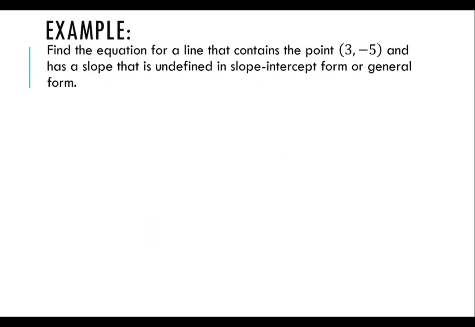Now we want to find the equation for a line that contains the point 3, -5, and has a slope that is undefined in slope-intercept form or general form. So what does it mean to have an undefined slope? Well, remember that undefined means divide by 0. And if you can't remember everything, remember that slope is rise over run. And if the bottom is 0, that means the run is 0. That is, the left and right change is 0. If it doesn't change left and right, then this line is vertical. And so the moment I see undefined in slope, that means we have a vertical line.